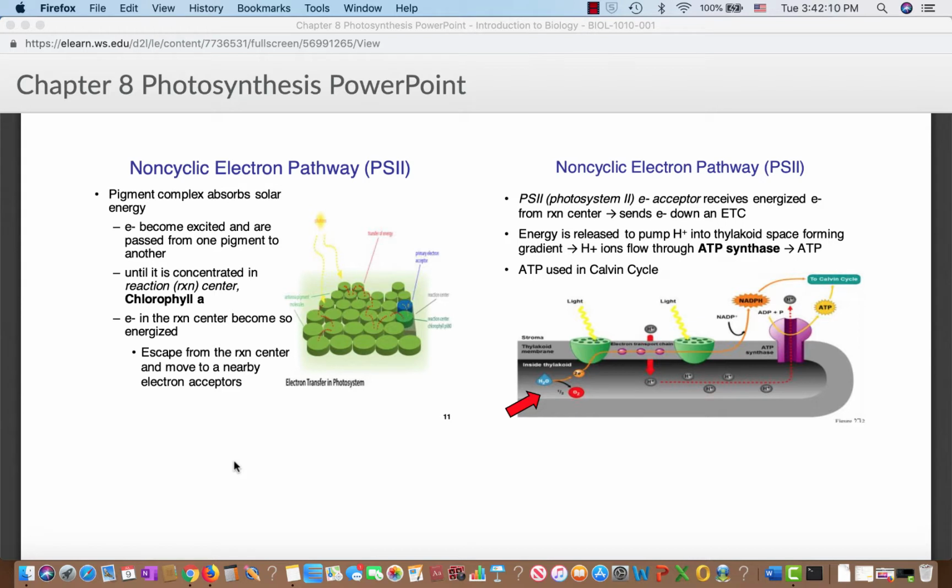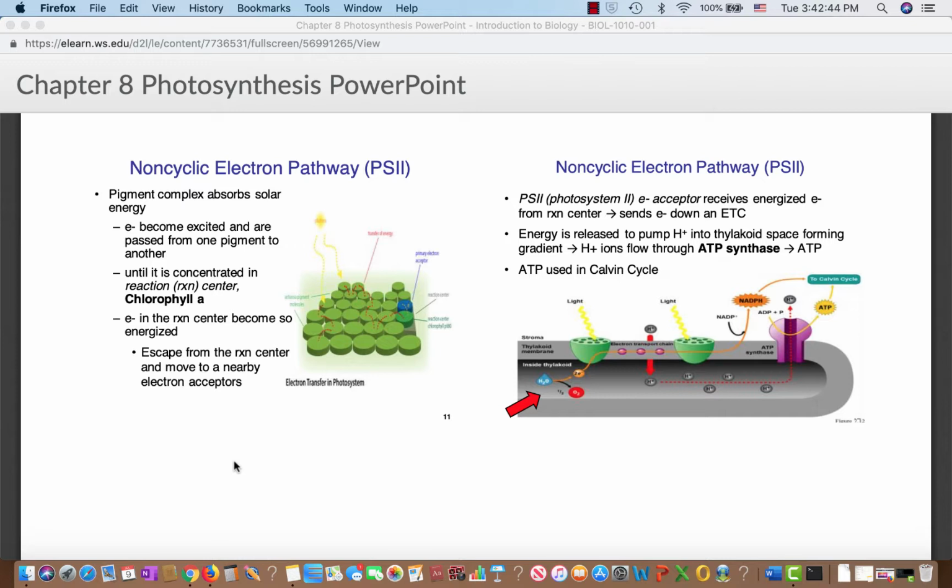Non-cyclic electron pathway. So the pigment complex absorbs solar energy. The electrons become excited and are passed from one pigment to another until it is concentrated in the reaction center using chlorophyll A. So basically, when a photon strikes one of these pigment molecules, an electron gets excited and jumps up into a higher energy orbital, and then you just pass those around until you concentrate them into one particular place where you have sufficient energy to do something with it.